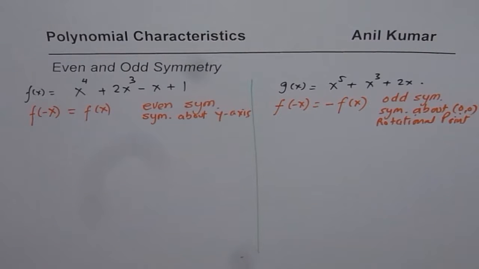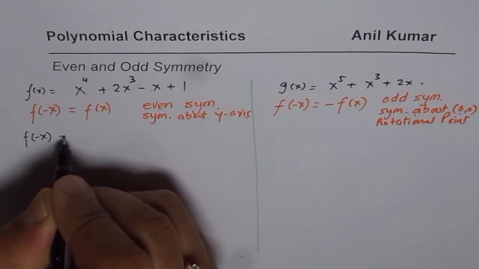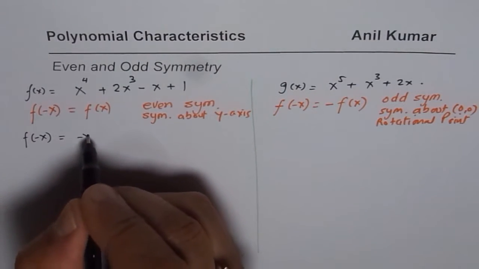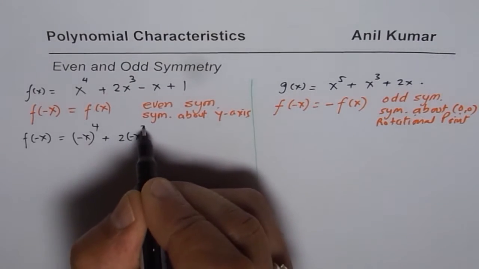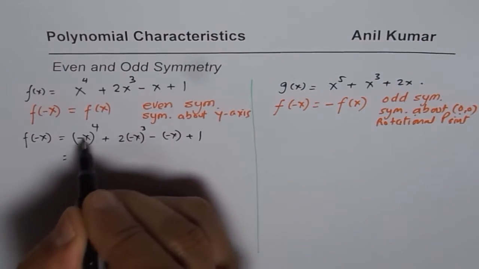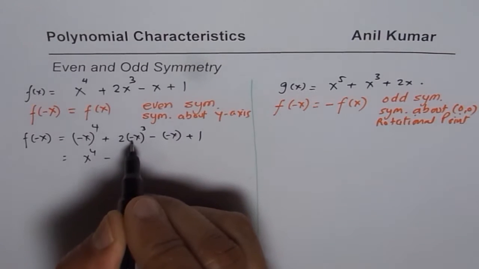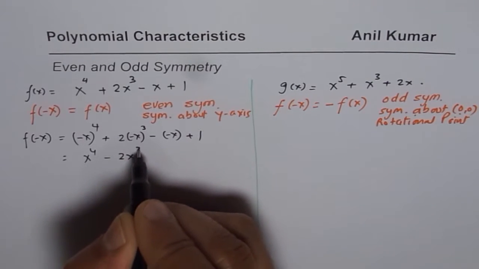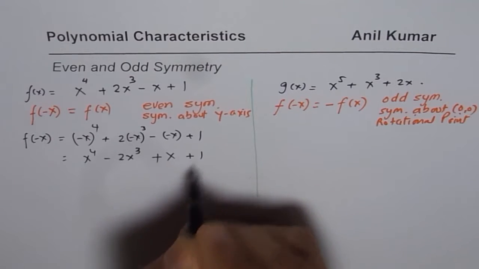Now let us test whether the given polynomials have the required symmetry or not. So we'll calculate f of minus x. That is the step. So replace x with minus x. What do you get? You get this, right? So I'll quickly do it. Just replace x with minus x. Now even degree will make it even, so it is x to the power of 4. Minus odd, so it is minus 2x cubed. Minus minus makes it plus x, and this is plus 1.